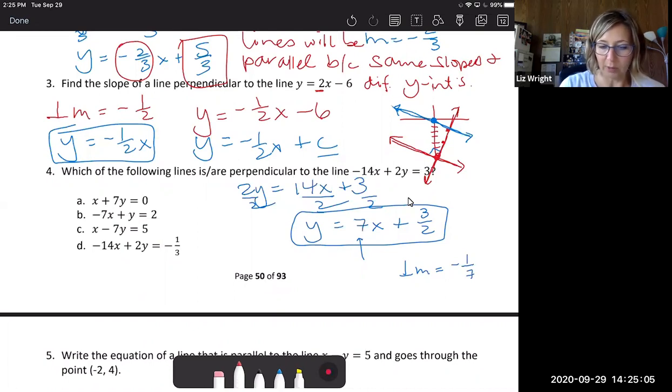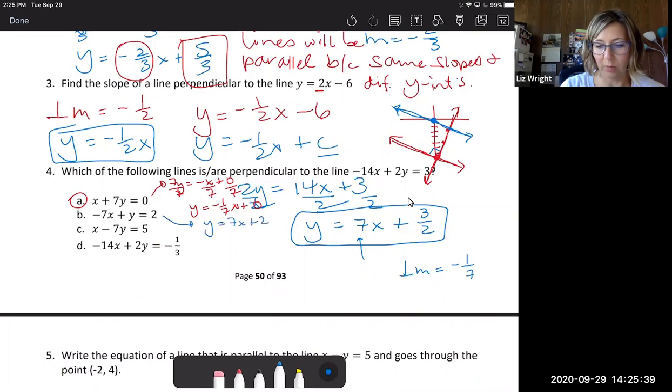So I'm just going to go through each of these and put them in slope-intercept form. So here I would have 7y equals negative x plus 0. Then I would divide by 7. And so this first one would be y equals negative 1/7 x plus 0, or just negative 1/7 x. So that one will work. Let's check the other ones. This next one is going to be y equals 7x plus 2. That won't work. That one would be parallel.